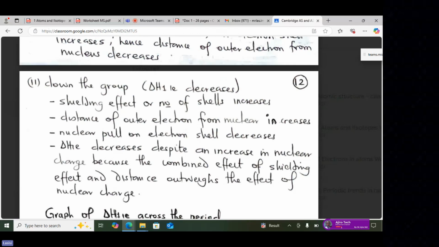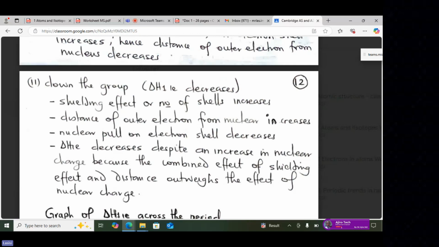Next one: distance of outer electron from nucleus increases. Based on that alone, what should happen to IE? Distance is increasing, so the ionization energy decreases. Thank you. So two factors are saying that IE decreases.